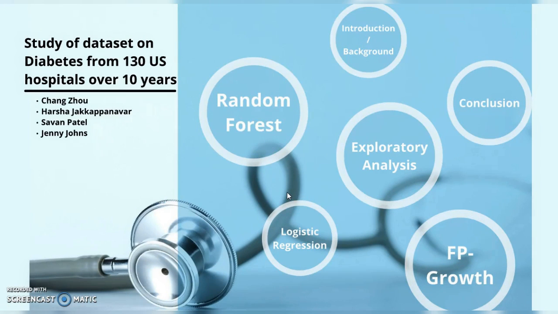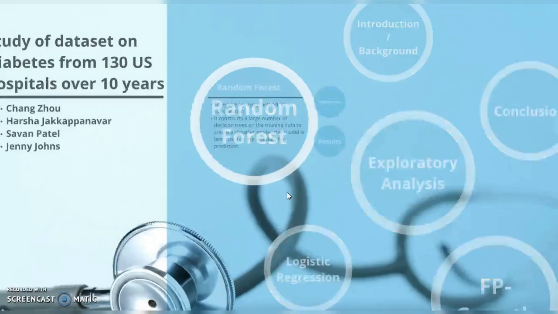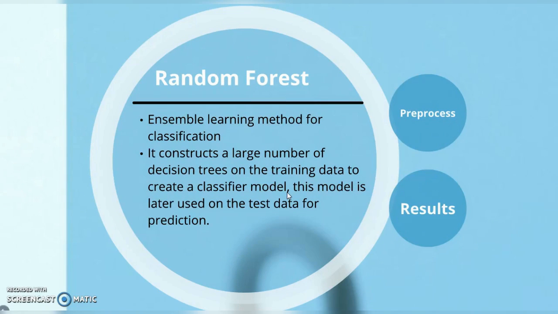In addition to logistic regression, we also applied a random forest. Random forest is an ensemble learning method for classification. It constructs a large number of decision trees on the training data to create a classifier model. We apply this model later to the test data for prediction.